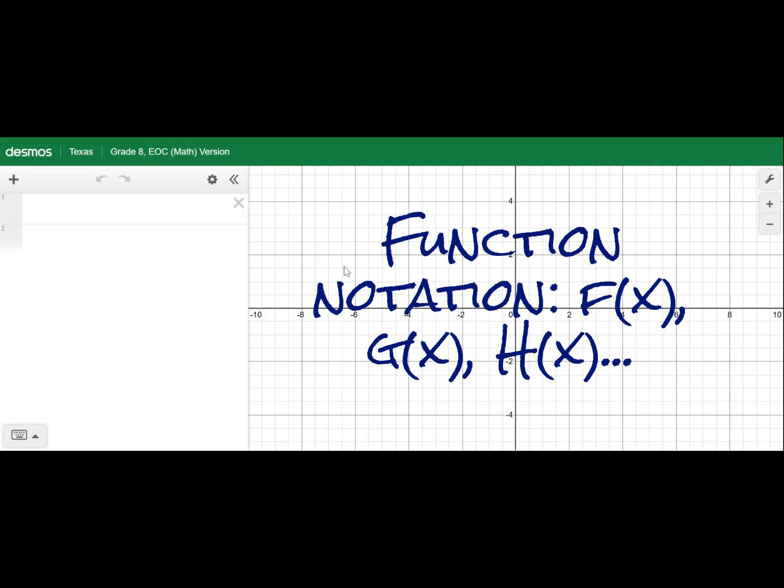Here we go. This topic is about function notation, or f of x, g of x, h of x, or any letter, any function name. So let's start with question number 8.